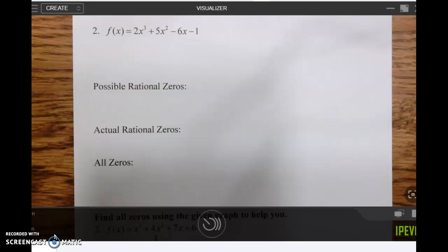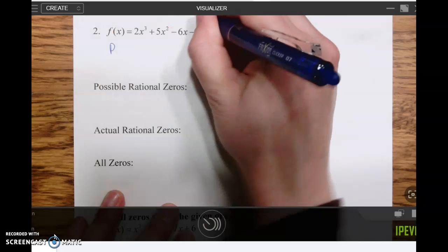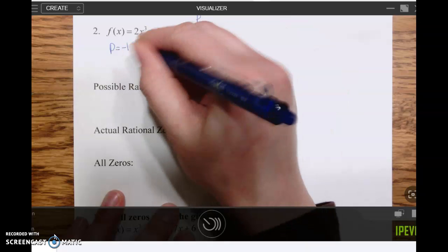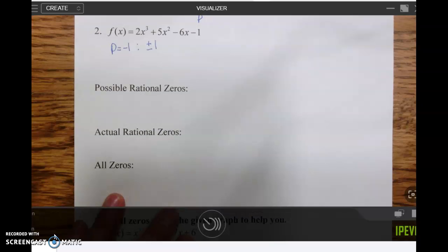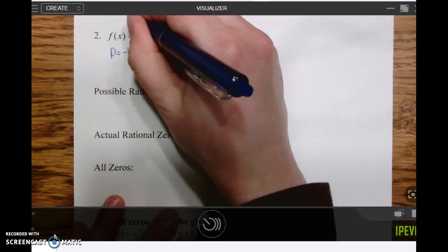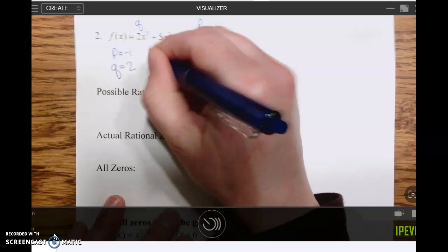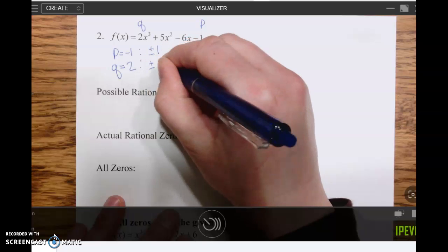Alright, we're back on the back side of the 5.5 Day 2 notes, and we're listing our possible rational zeros. Now this one's a lot less work because our p, which is your constant term, is just -1, and there are only factors of -1 as plus or minus 1 are the only numbers that multiply to be 1. And the q is your leading coefficient, and on this one q is 2, and again the factors for 2 are really pretty short, just 1 and 2.